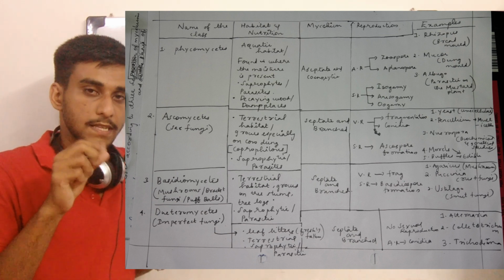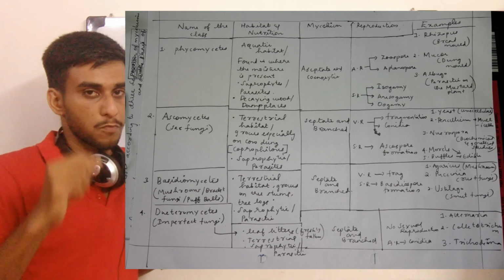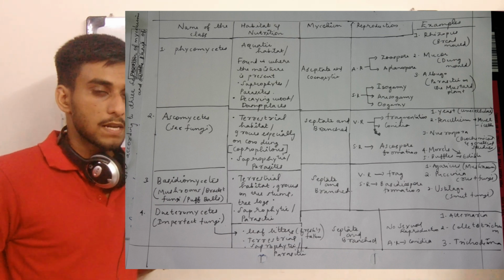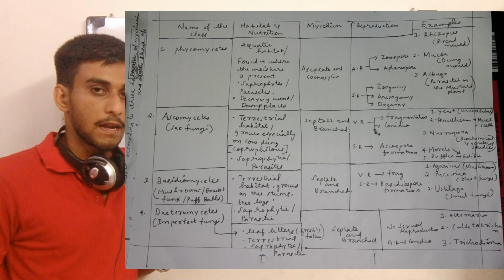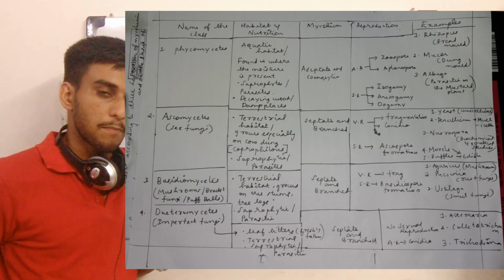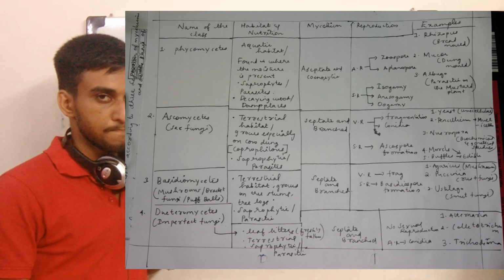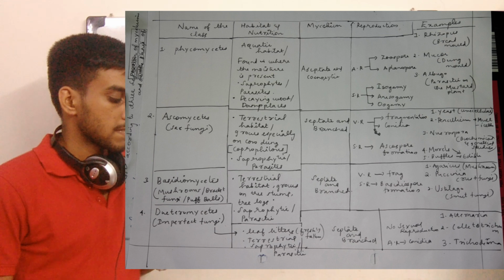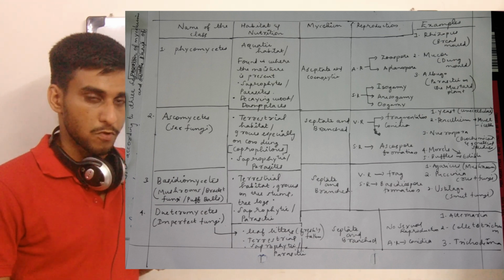In asexual reproduction, they follow zoospore formation and also aplanospore formation. We know that zoospores are motile spores which are produced in particular structures, the same as aplanospores. They are produced in structures known as sporangia. So asexual reproduction occurs by zoospores and aplanospores.